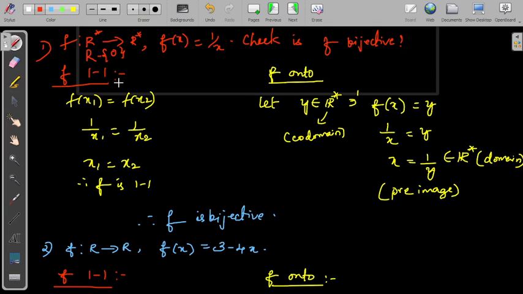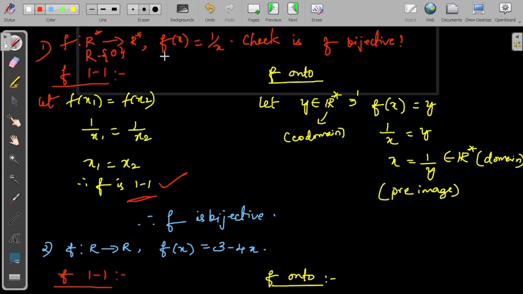So here consider f is 1-1. We have to prove bijective means both 1-1 and onto. We have to check is it 1-1, is it onto. So first take images, let f of x1 equal to f of x2. We have to arrive at x1 equal to x2. So substitute f of x is 1 by x. So f of x1 is 1 by x1 equal to 1 by x2. Cross multiply, x1 equal to x2. Therefore f is 1-1. This is satisfied.